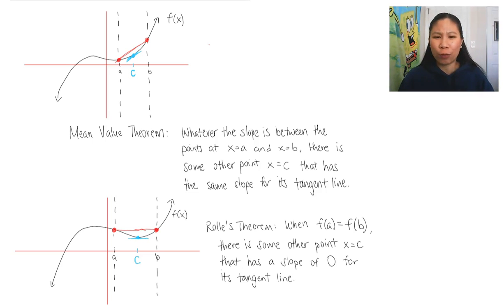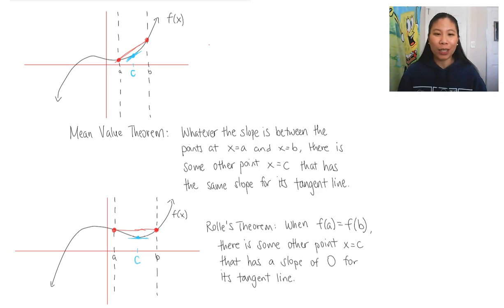So again, for both of these theorems, the mean value theorem and Rolle's theorem, they're basically saying the same thing. It's just that Rolle's theorem is a little bit more specific. They just want a perfectly flat slope of 0. Whereas with the mean value theorem, we don't care what the actual slope between A and B is. We're just saying somewhere else within that interval, there's going to be some other point that has the same slope.